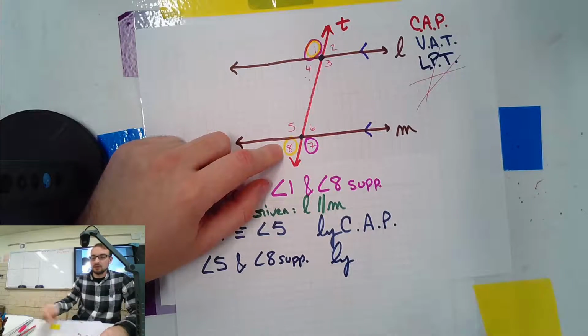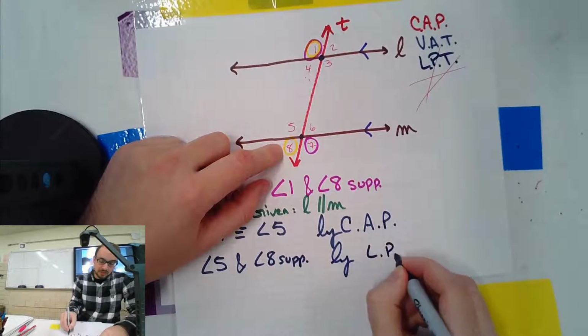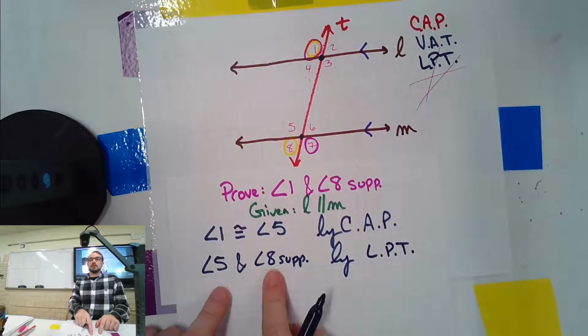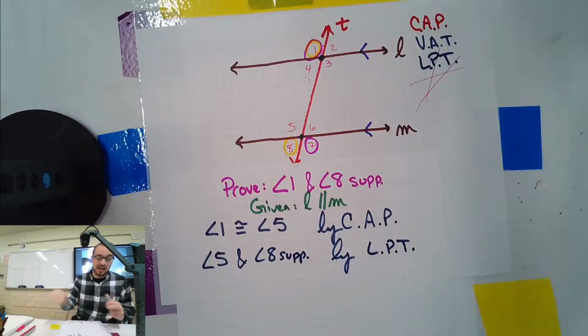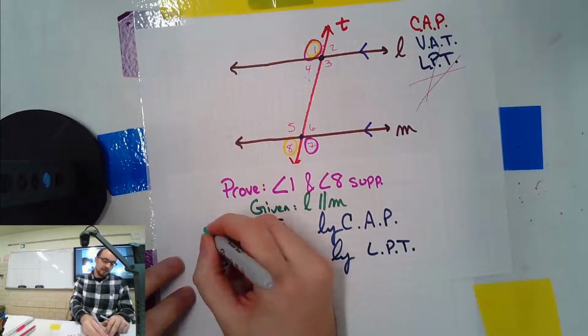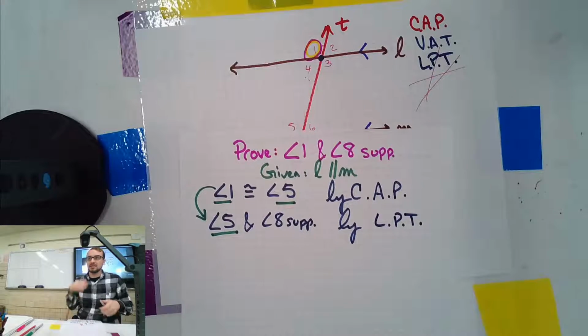Linear pair, right? They're a linear pair. They're on the same line. There's 2 of them. Exactly 2. So by LPT, they're supplementary. So if I know 5 and 8 are supplementary, and I know that 1 is the same thing as 5, can I switch them out? Yes. So I'm going to switch out 1 for 5, and that's going to get us 1 and 8 are supplementary. That's the fast way of doing it.